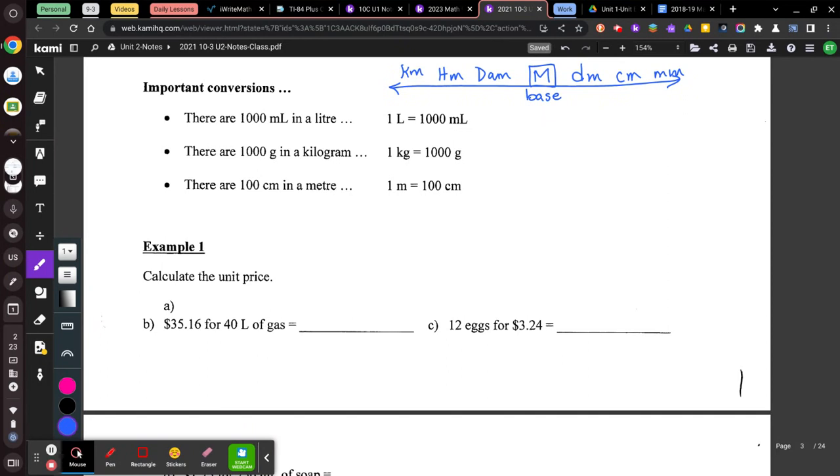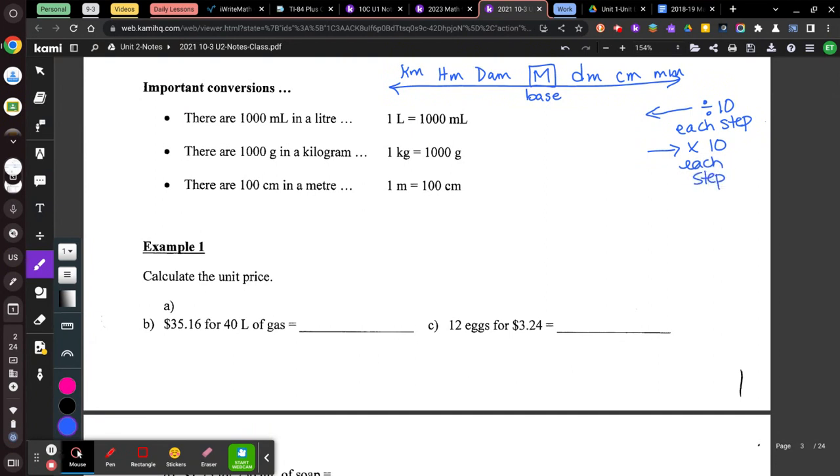Every time you go left or right, you're moving the decimal place. If you go left, you're moving it to the left. If you go right, you're moving it to the right. You could also think of it as timesing by 10 each step or dividing by 10 each step. So if you move this way, you're going to divide by 10 each step. And if you go to the right, you're going to times by 10 each step.